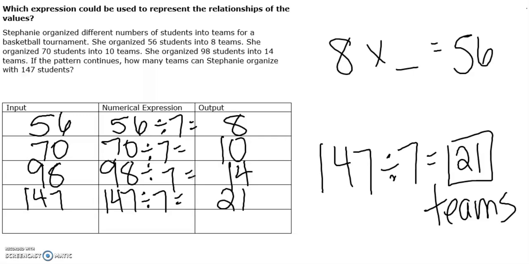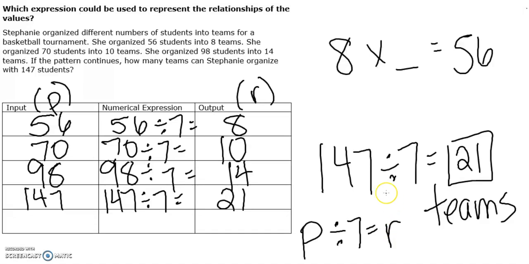We can also write a rule so that we can figure out how many teams we could create no matter how many students we have. Our rule, if we label the input as P and the output as R, would read P divided by 7 equals R. So no matter the number of students, P, if we divide it by 7, that will give us R.